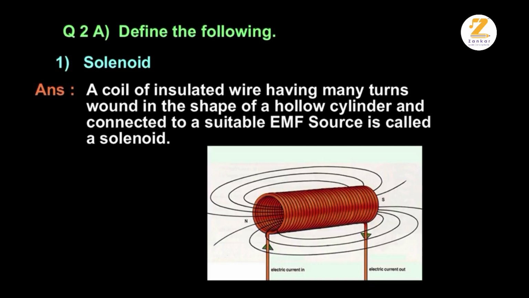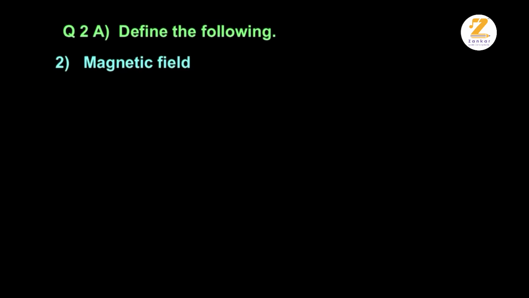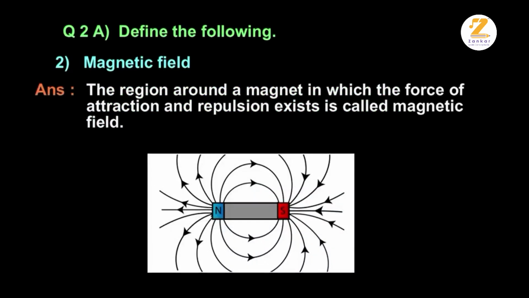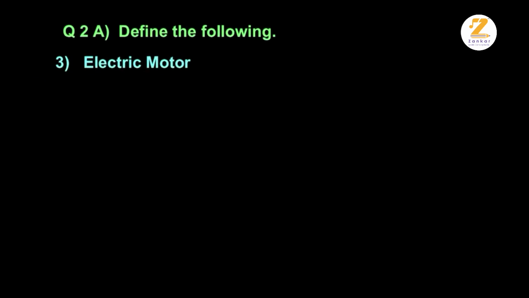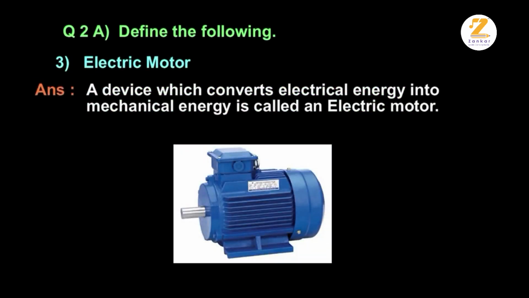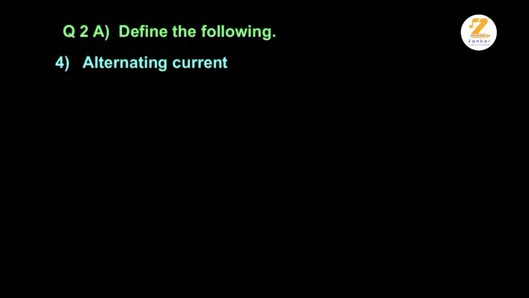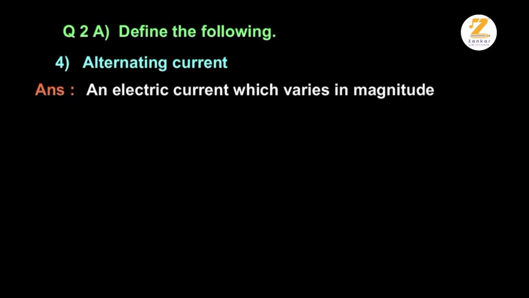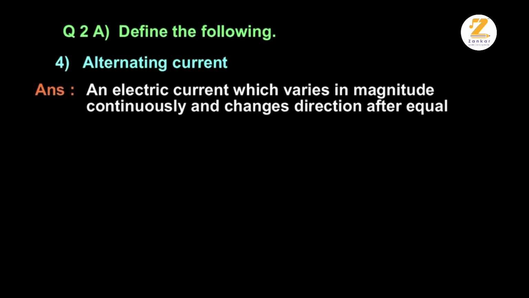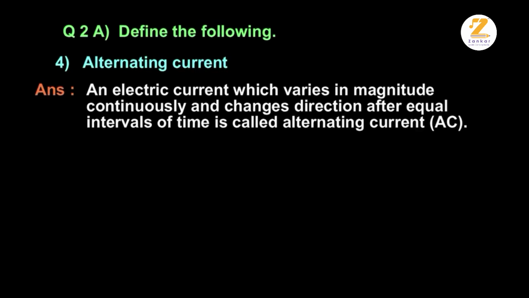and connected to a suitable EMF source is called a solenoid. Magnetic field. The region around a magnet in which the force of attraction and repulsion exists is called a magnetic field. Electric motor. A device which converts electrical energy into mechanical energy is called an electric motor. Alternating current. An electric current which varies in magnitude continuously and changes direction after equal intervals of time is called an alternating current.